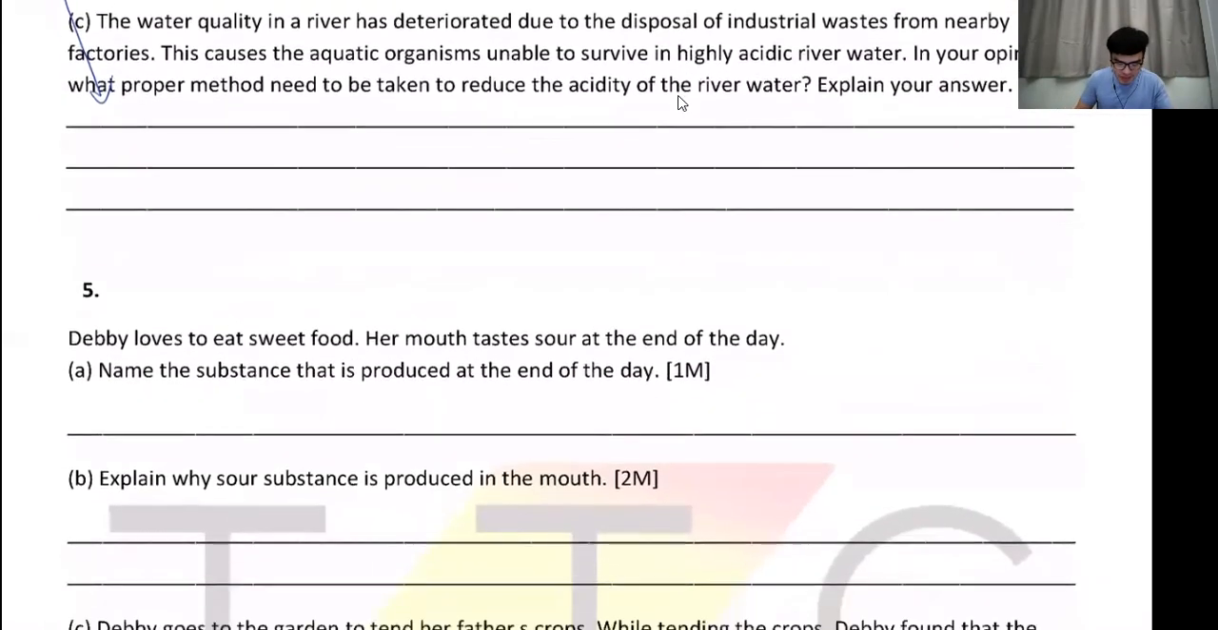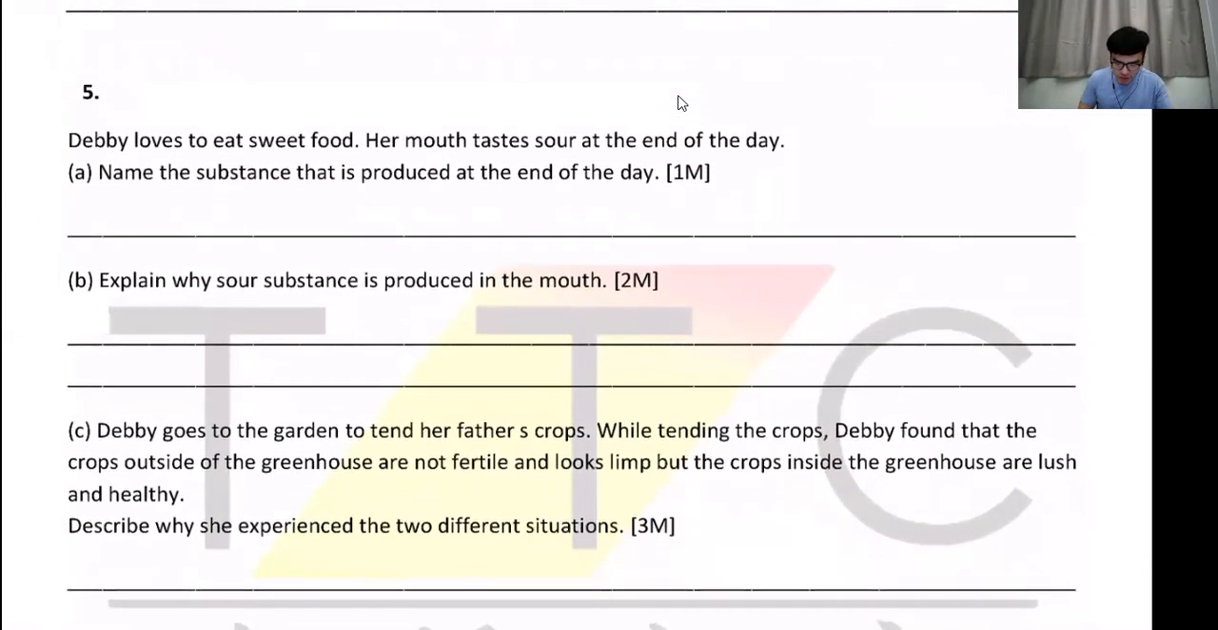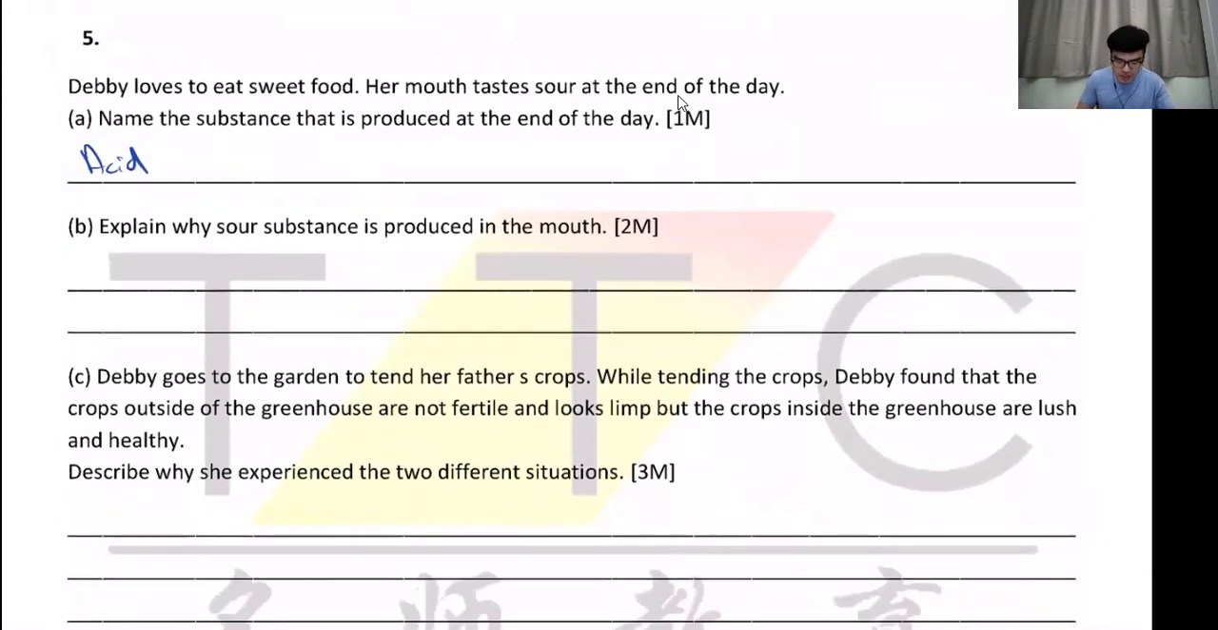Okay, next, number 5. Debbie loves to eat sweet food. Her mouth tastes sour at the end of the day. Name the substance that's produced at the end of the day. Acid, in the mouth. Okay, so explain why sour substance is produced in the mouth. Because bacteria is present. Bacteria hadir, or kehadiran bacteria.